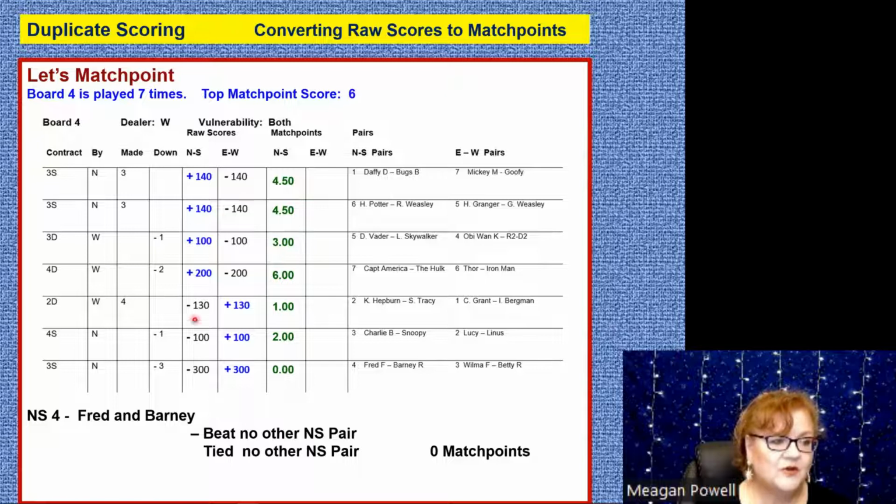This is how the north-south raw scores get converted to a more manageable, more level playing field. Notice the gap is not so big. A negative 300 versus a positive 200. Those are the two extremes in the raw points, but it's only a 6-point gap between a zero and a six. But Fred and Barney did get a bottom among the north-souths on this board.